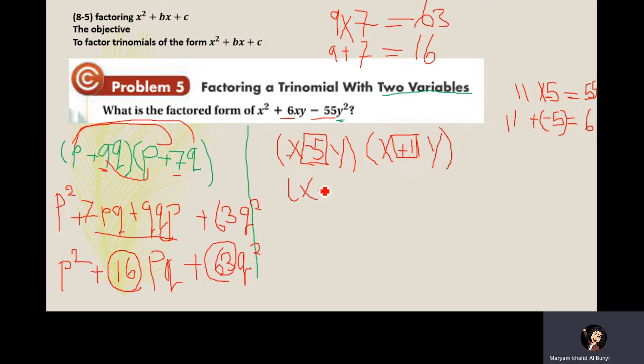Can I write x plus 11y times x minus 5y? Can I do that? Yes, you can, because according to the commutative property of multiplication, you can change the order for this one. But if you ask me, Miss, can I change the order for these x and y? You have a small change in the sign here, so be careful on that. The answer will be different. So always follow the expression and the form that you have here to avoid confusion. You can, but the sign will change a little bit.